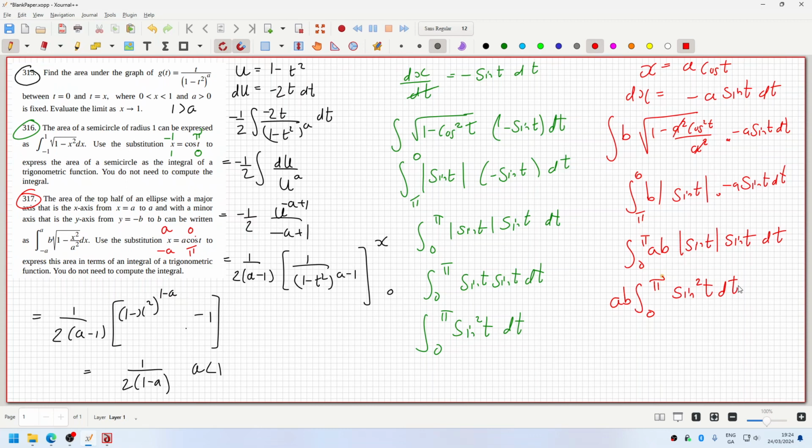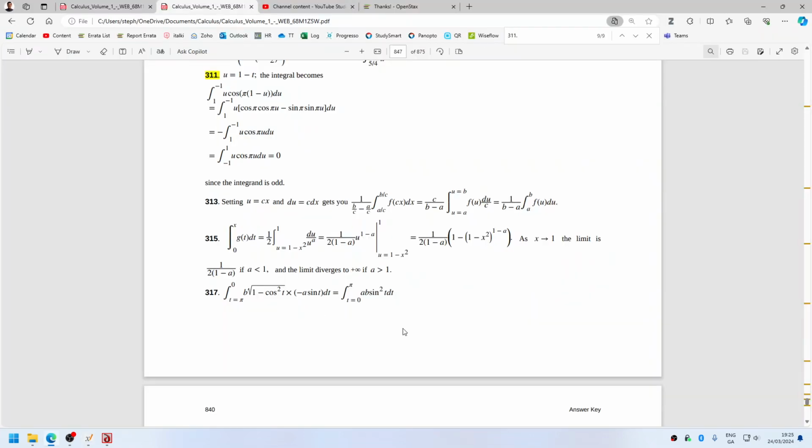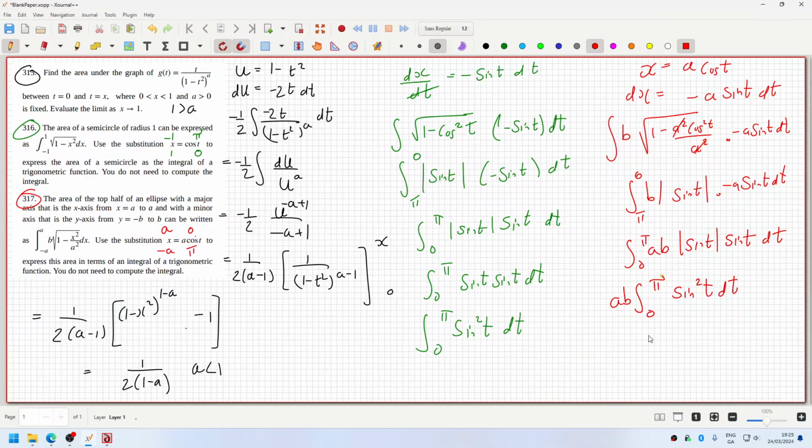I feel like there's a little mistake somewhere. Maybe? No. Maybe not. Oh, I can check the answer for that one. ab sine squared t, yeah, 0 to pi. Yeah, okay, that one's right.